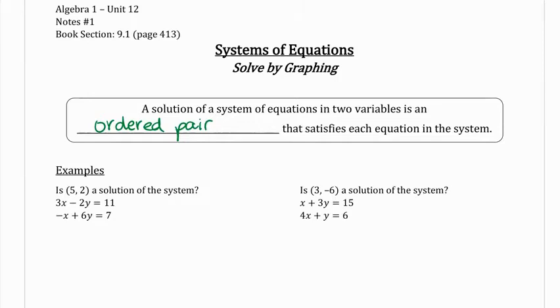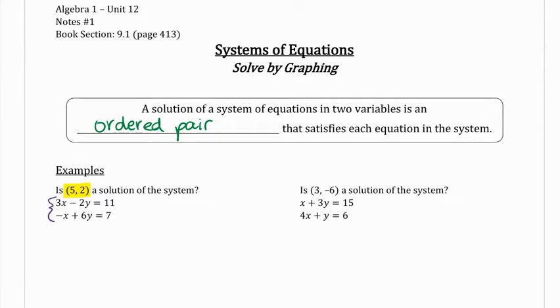If I want to find out if something is a solution to a system, for example this first one, we've got the ordered pair (5, 2). I want to know, is that a solution of the system of equations, which is both of those equations together? Basically, we're going to substitute that ordered pair into each equation and see if it works for both. The only way it can be a solution is if it works for both equations.